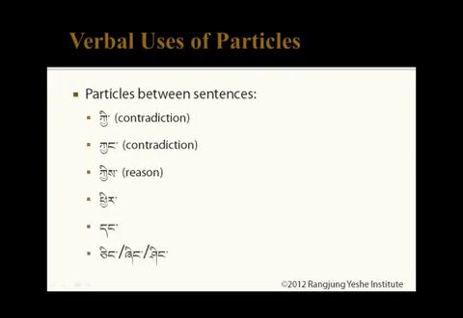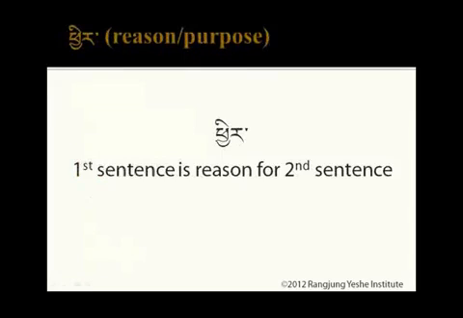Today, we're going to cover three more verbal particles: chir, dang, and ching, xing, or xing. Again, it's important to distinguish between these particles as they are used within sentences and between sentences. Let's start with the particle chir, which is used to indicate reason or purpose.